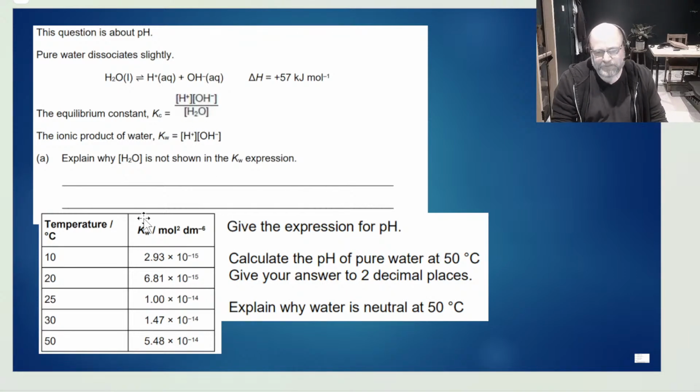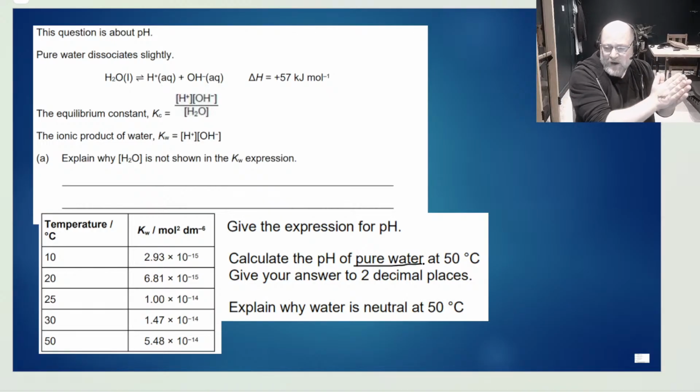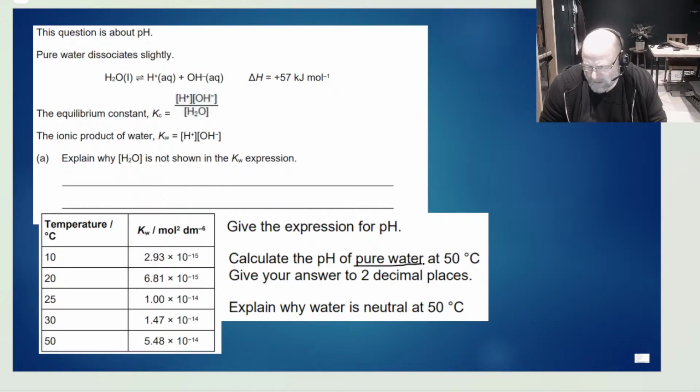Then it says, give the expression and calculate the pH of water at 50. So at each one of these temperatures, the pH of water would be different. And this is pure water, so this is neutral. Pure water is neutral, it has the same amount of hydrogen ions as OH minus ions.